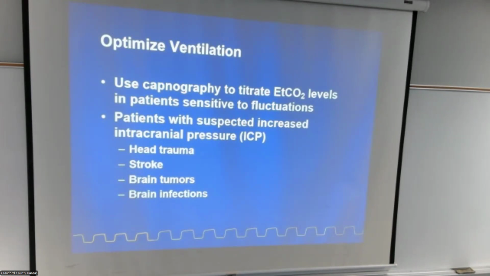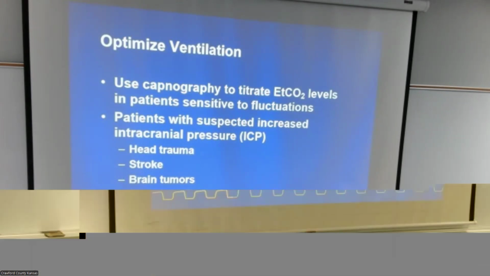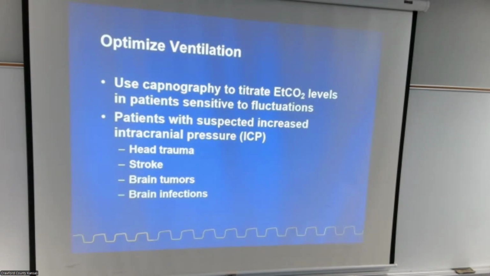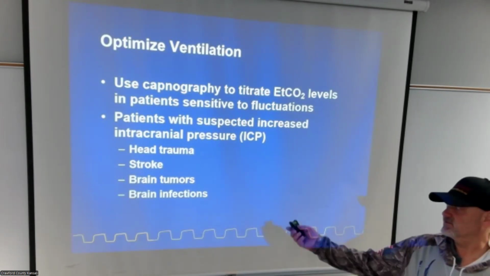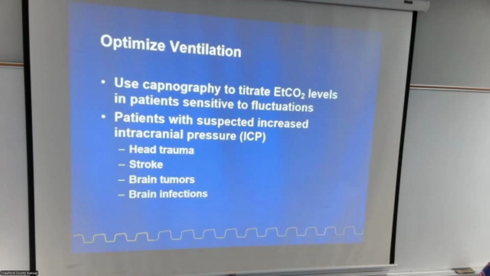Strokes, depends on where the stroke's at, whether you can even affect your CO2 or not. If it's in the brain stem, you have a really hard time controlling your CO2. If it's not, try to get them between 35 and 40 as well, especially if it's an ischemic stroke; you can do very well with them. Brain tumors, another thing. Just try to decrease that swelling, especially if the tumors are growing.